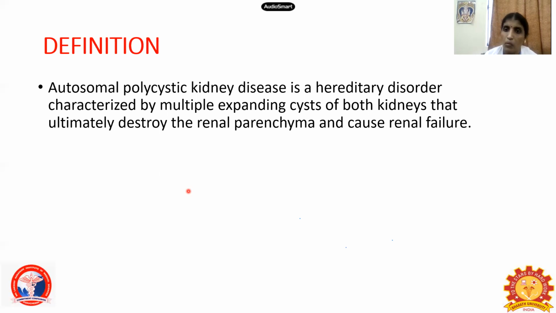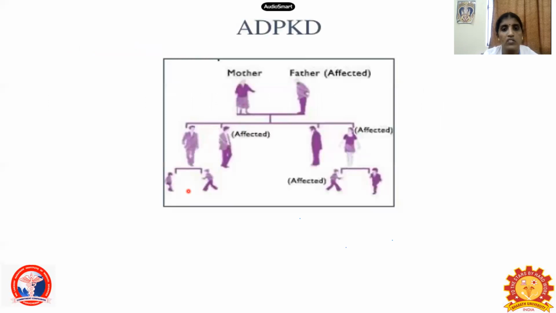So here the key words are: number one, it is a hereditary disease, and it has multiple expanding cysts. Obviously, this is cystic disease of kidney, so it has multiple cysts, not a single one. That is the second key point. And third, it involves both the kidneys. Remember that any hereditary or congenital disorder would obviously involve bilaterality. So here both kidneys will be affected. That is the third key point. The cyst is not going to be simply sitting, right? It ultimately destroys the renal parenchyma, leading to renal failure. So these are the key points in the definition of autosomal polycystic kidney disease.